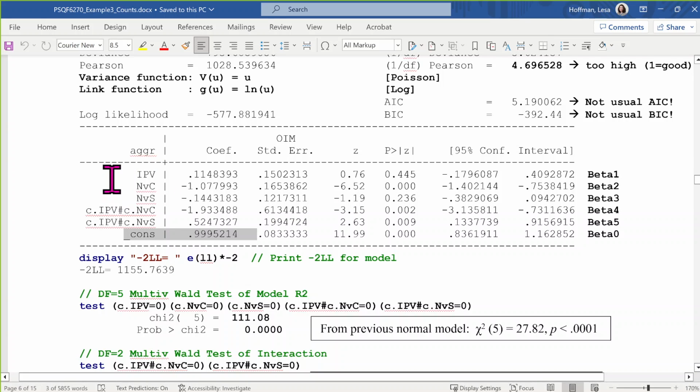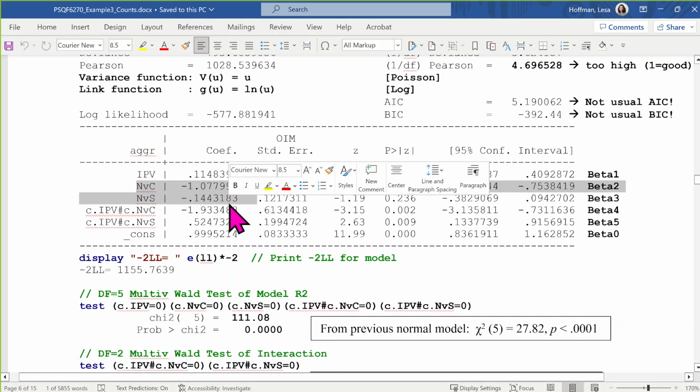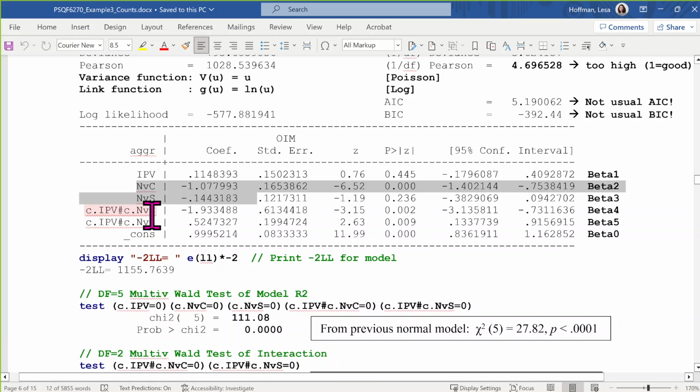You can interpret the direction of these coefficients in the same way. So for instance, the main effect of IPV here is in the none group. The expected log count goes up by 0.11 if you're in the violence group instead of the not violence group, and that is not significant. You can say that the expected count of aggressive verbalizations in the no violence group is lower by 0.14 in the alternative groups. So even though these are in logs, you can look at the direction and say this is a positive slope, this is a negative slope.